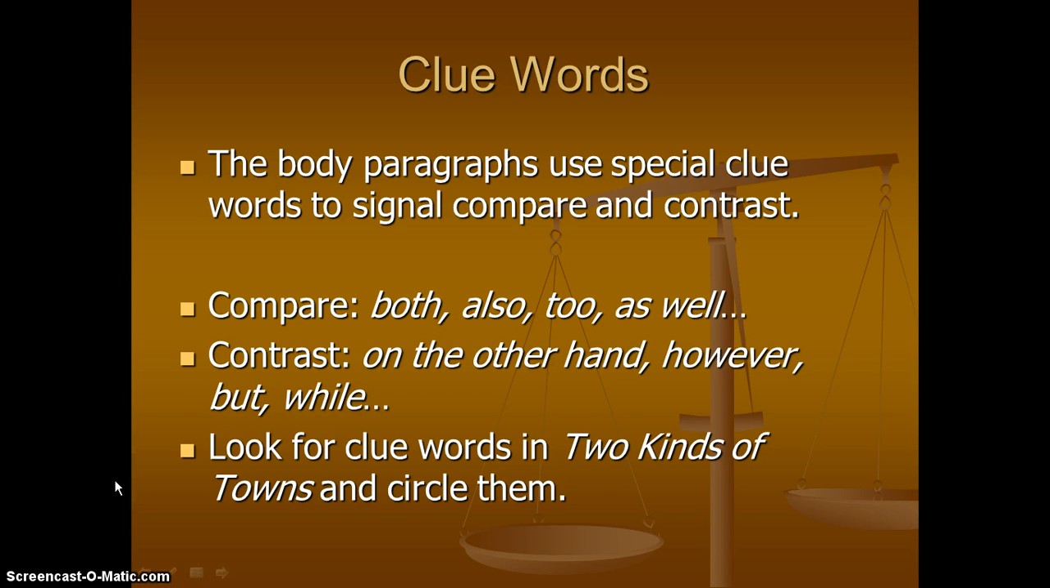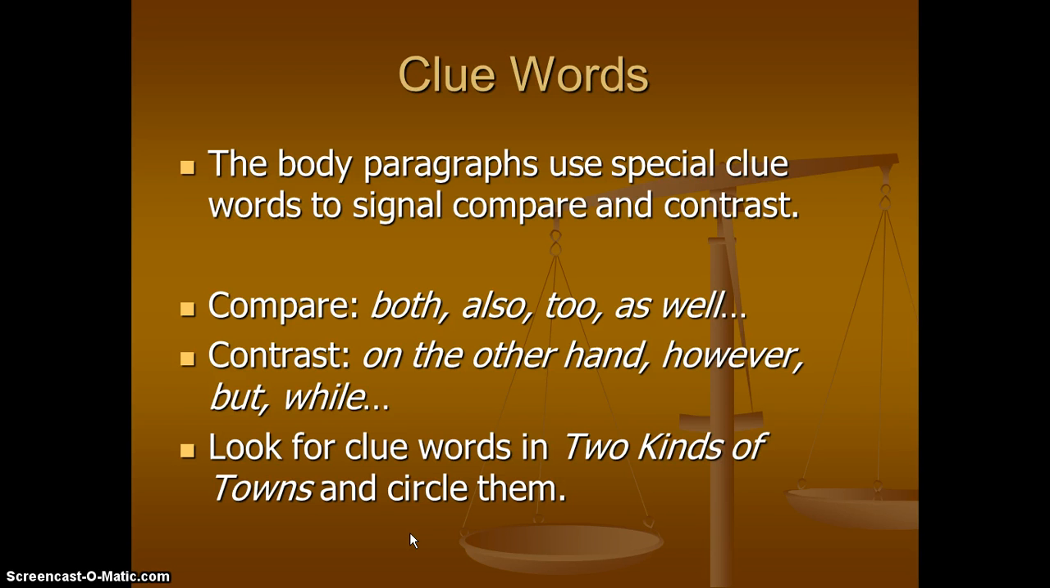Now, as you begin writing paragraphs 2, 3, and 4, there are some special clue words that signal comparing and contrasting. These aren't the only words that you can use, but I do want you to write these words down in your notes. So in order to compare your two topics, I want you to write compare and then write the words both, also, too, as well in your writing journal. When you're contrasting or talking about the differences between two topics, I want you to write contrast like I have on the screen. Then I want you to write on the other hand, however, but, while. These are some good clue words that you can use when you're comparing and contrasting.